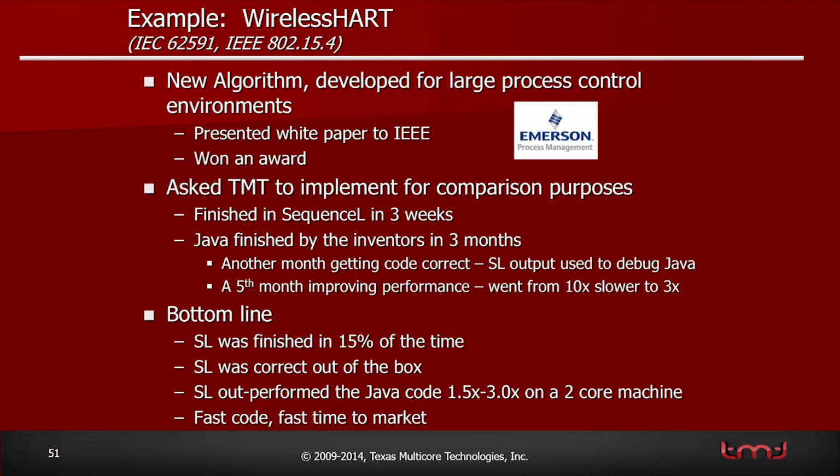After a 4th month, the Java code was finally debugged, but it was still 10 times slower than the SequenceL code on just 2 cores. A 5th month was spent getting the Java code to perform 3 times slower than the SequenceL code. In fact, they were unable to get it to perform fast enough to meet specification. In the end, the SequenceL code was finished in 15% of the time, was correct out of the box, and outperformed the Java code by 1.5 to 3 times on a 2-core machine.